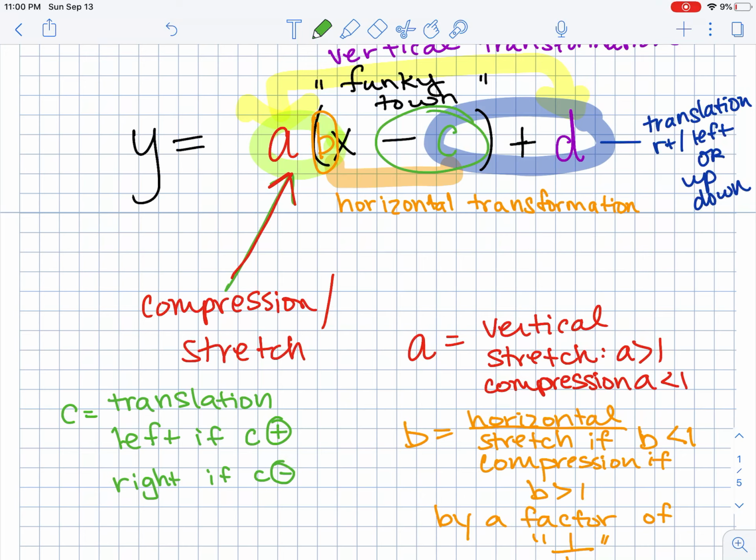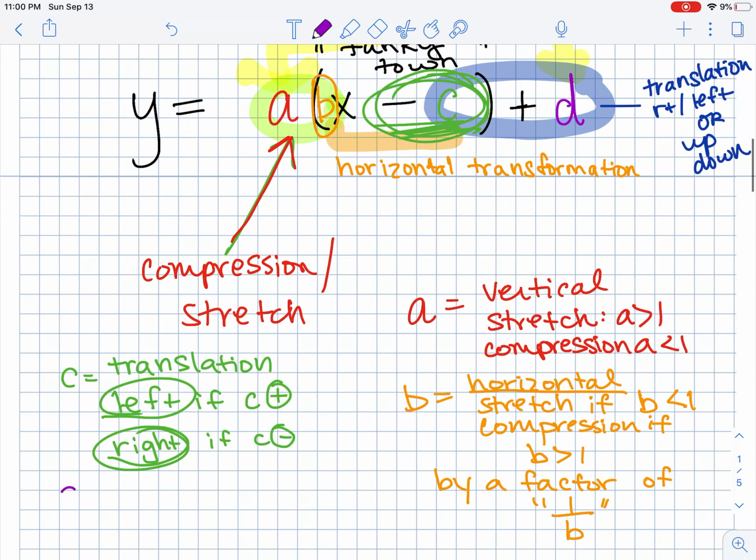And if it's positive in here, we go to the left. If it's negative in here, we go to the right. So normally it's the other way around, but because we're in Funky Town, we're taking the opposite, okay? And then our last one here is D, and D is just normal. It's outside the parentheses. It's not inside Funky Town. This is a translation, which is just a slide. If D is positive, it's going up, and it's going down if D is negative, okay?